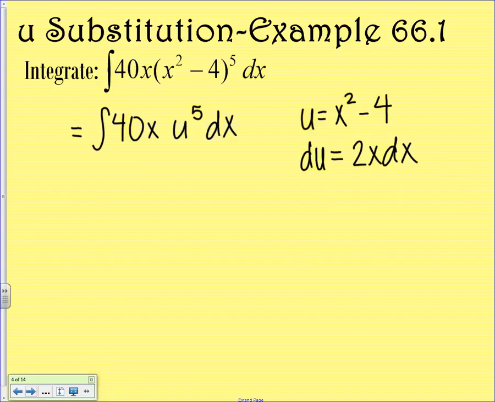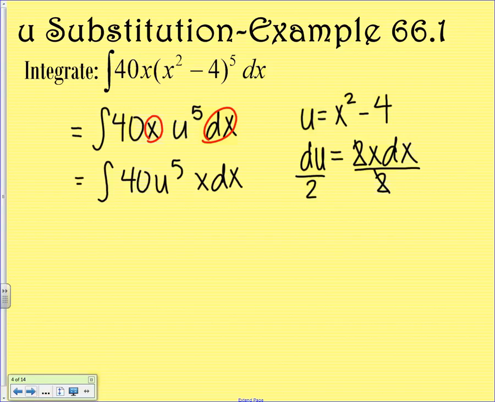Now, what we need to do, somehow we need to get 40x dx in terms of u. So if you look over here, I can divide this by 2, and x dx here and here is going to become du over 2. So I'm going to write it like this for you.